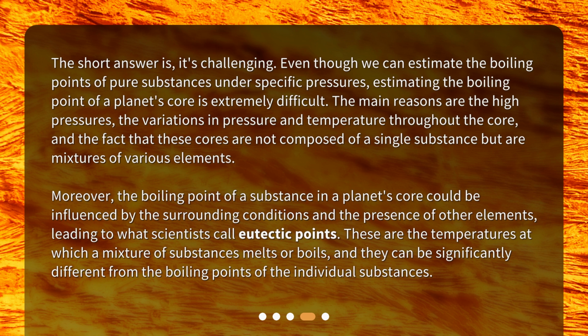Moreover, the boiling point of a substance in a planet's core could be influenced by the surrounding conditions and the presence of other elements, leading to what scientists call eutectic points. These are the temperatures at which a mixture of substances melts or boils, and they can be significantly different from the boiling points of the individual substances.